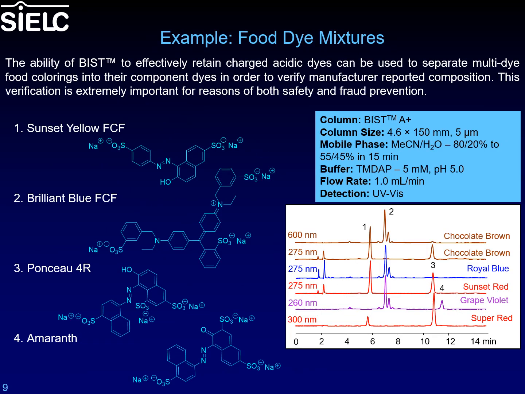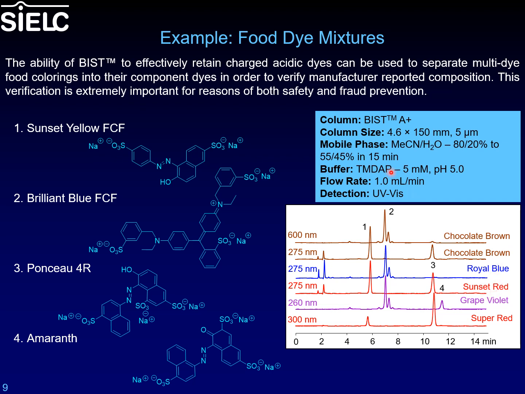On this slide, we are showing the separation of 4 different food dye mixtures. It's important to be able to analyze food dye mixtures as they are often composed of different amounts of different dye pigments themselves. And so the ability to ascertain that these food dyes are both safe and accurate is valuable. The 4 dyes we are analyzing are chocolate brown, royal blue, sunset red, and grape violet.